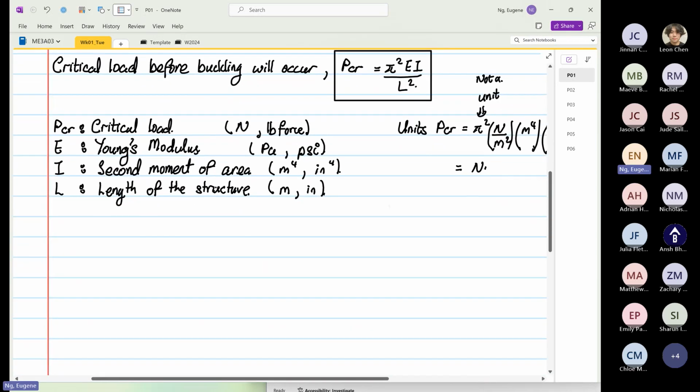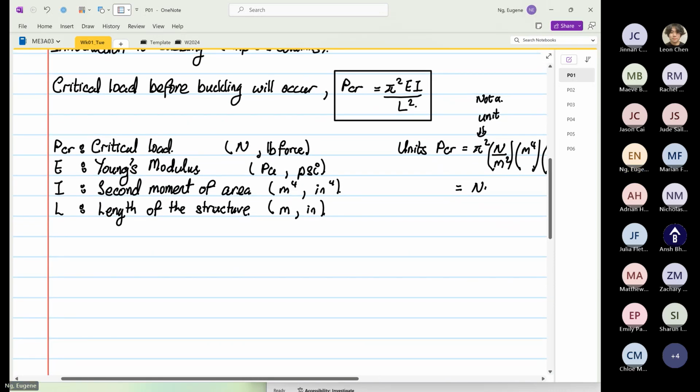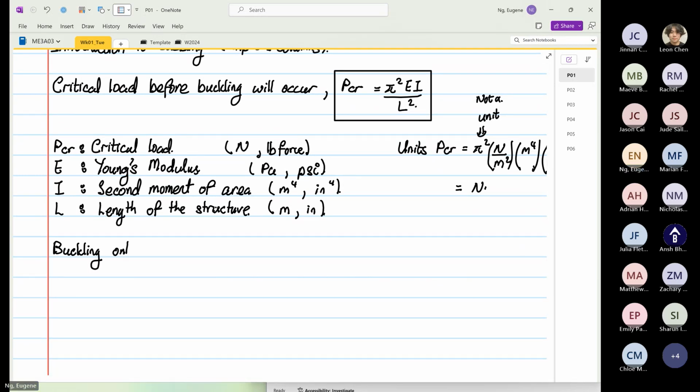An important thing to take note of is that buckling only occurs when structures are under compression, axial loading only.